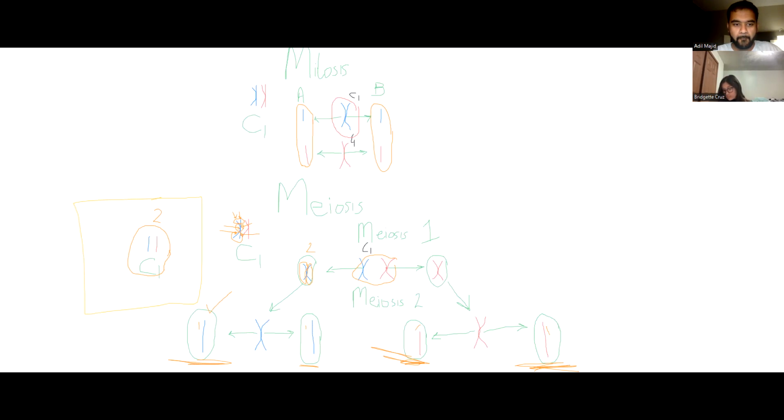Homologous chromosomes move toward opposite poles of a dividing cell during: A, mitosis; B, anaphase 1; C, anaphase 2; or D, telophase. It's a test question.